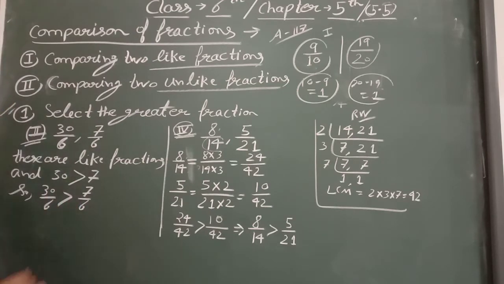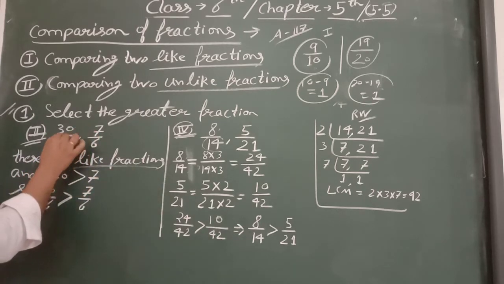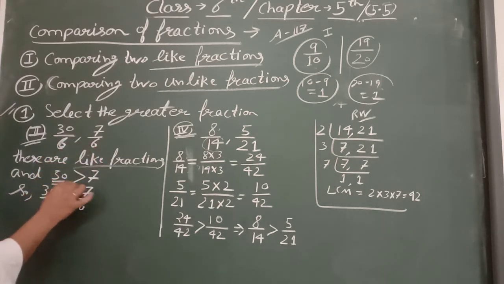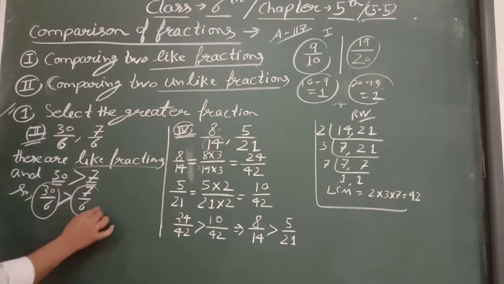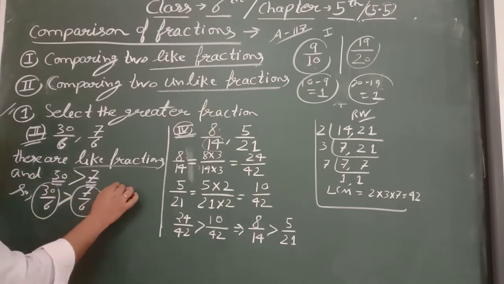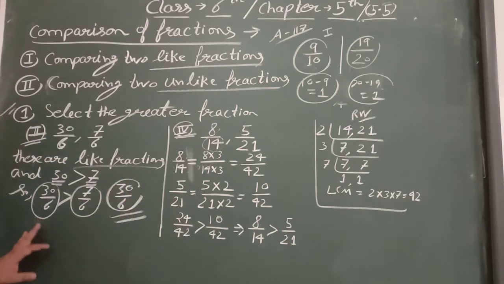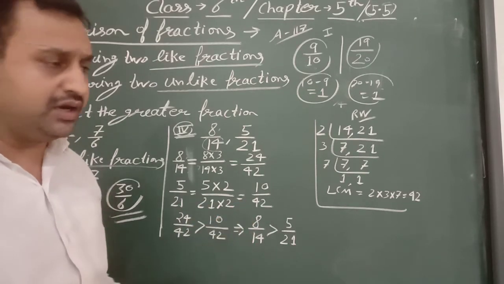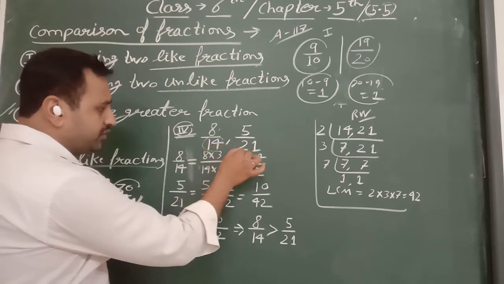Now in the second part, these are like fractions and 30 is greater than 7, because the denominator is the same and the numerator 30 is greater than 7. So we can say that 30 by 6 is greater than 7 by 6. So it means 30 by 6 is greater. If fractions are like, we can very simply find the greater fraction. But if fractions are unlike, then the procedure is to find the LCM of the denominators.